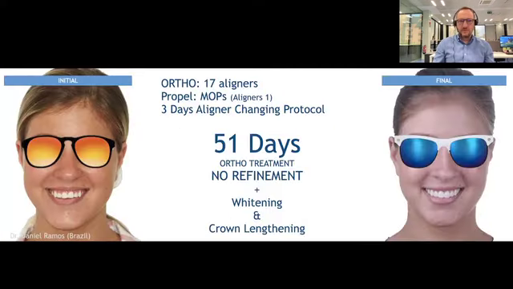And here her smile after 51 days of ortho. So if you remember, it took more time for the aligners to get to Brazil than the time that we used to treat her, right? Amazing. So the total time was 51 days plus 30 days for whitening and crown lengthening. So we are talking about a very fast treatment, very straight to the point, understanding that doing the correct diagnosis and avoiding movement where we don't need, and adding strategy to achieve this.